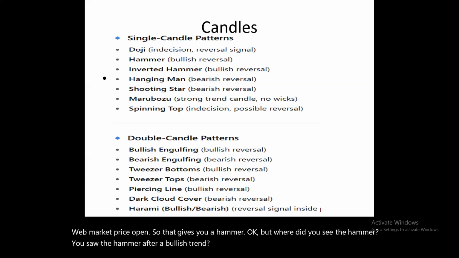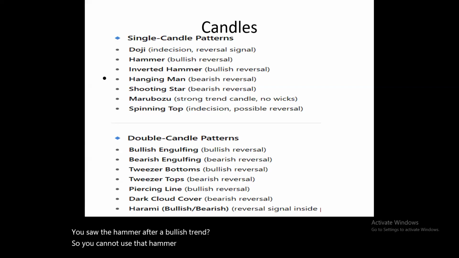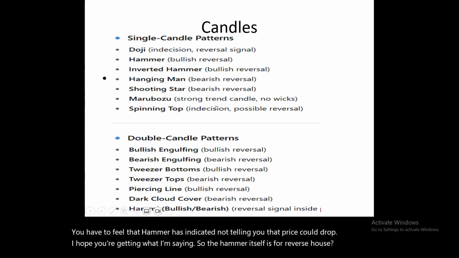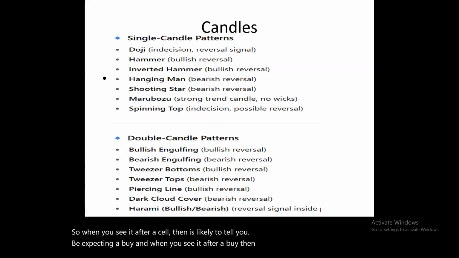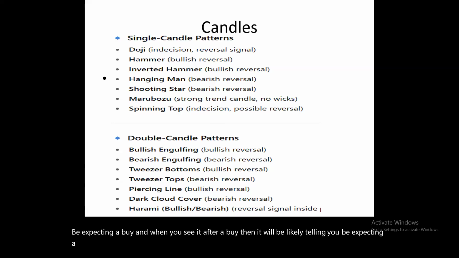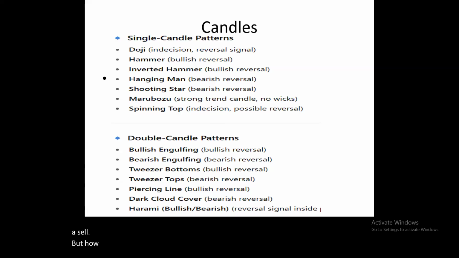So you cannot use that hammer as a buy reversal or continuation. No, you have to view that hammer as indicating or telling you that price could drop. I hope you're getting what I'm saying. The hammer itself is for reversals. So when you see it after a sell, it's likely to tell you to be expecting a buy. And when you see it after a buy, it will likely be telling you to be expecting a sell. But how to trade them is another thing.